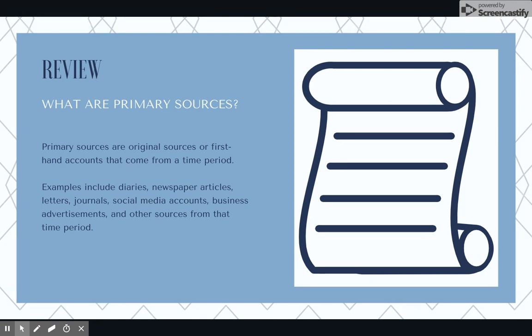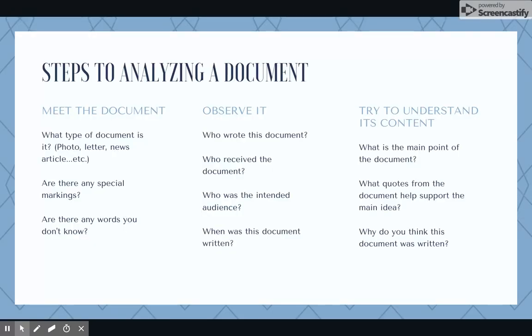There's a lot of different examples of what a primary source could be, but it could be a diary, a newspaper article, letters, journals, social media accounts, business advertisements, emails, data, anything like that from a specific time period. So in the course, we use primary sources quite frequently. We do have a lot of primary source based assignments. So it's very important to understand how to interact with a primary source and interact with a document.